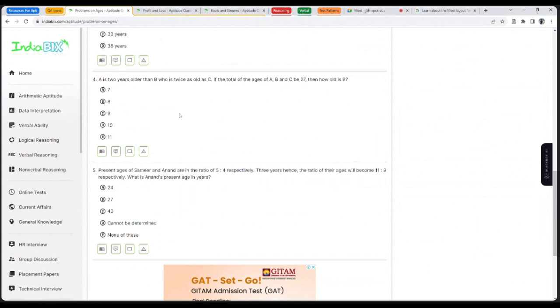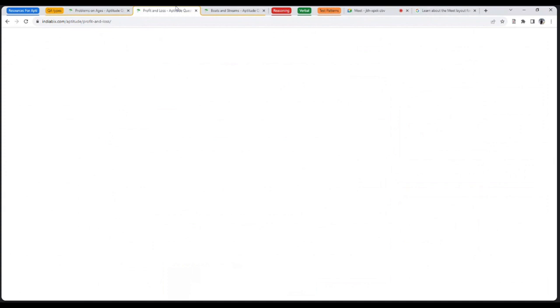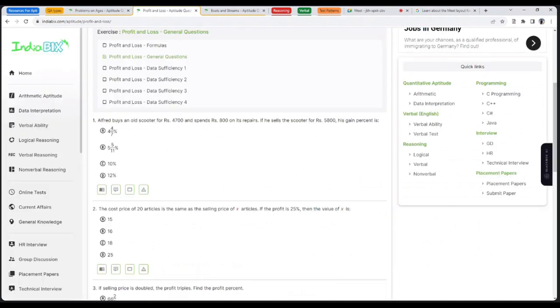This is one type, and one more type is that they'll give you ages in terms of ratios, and ask you to find the age based on some certain conditions. So these are the problems on ages. Now coming to profit and loss. This is a topic we all know, we have solved it in our lower classes. This concept is basically about the formulae, all the profit and loss related formulae.